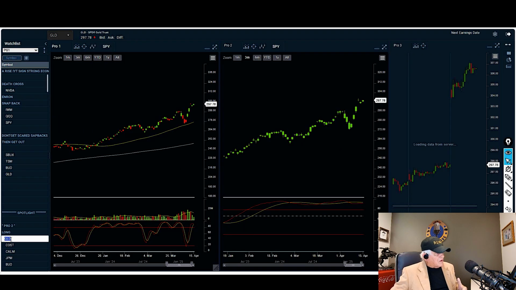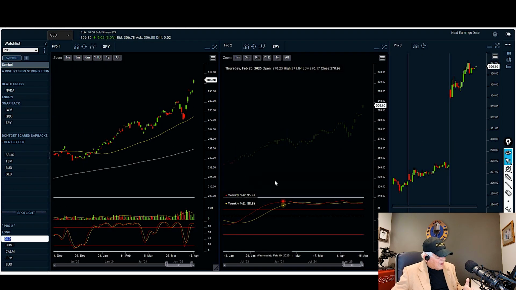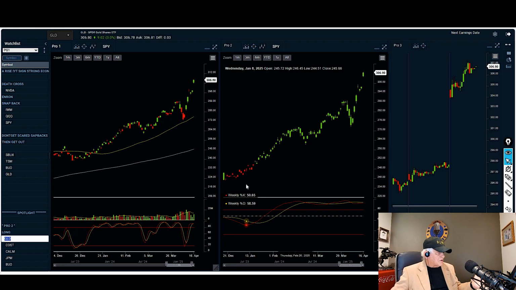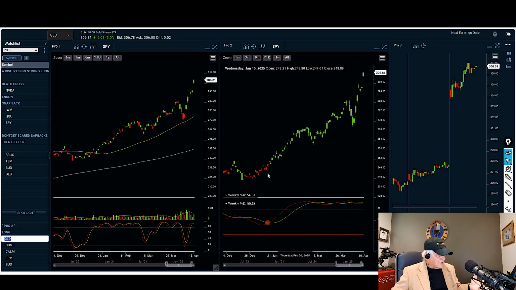Following the trend and following the money, that's where it's all at. And here's one good example, our gold. We bought gold right in here. And look at that. We had a beautiful uptrend. The uptrend stayed above the 80%, which it's supposed to do, and it did.